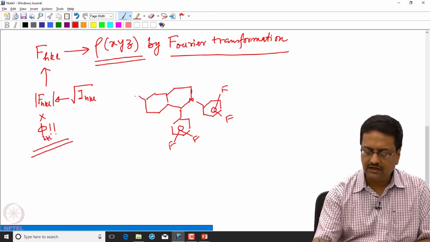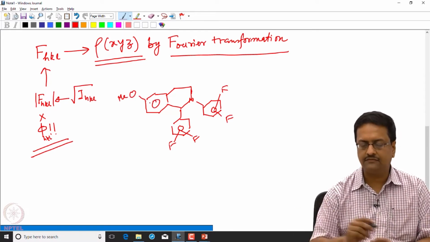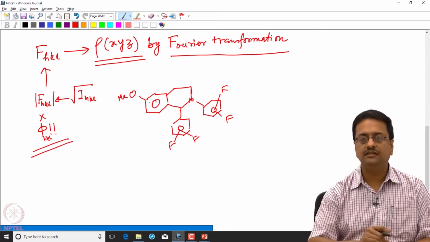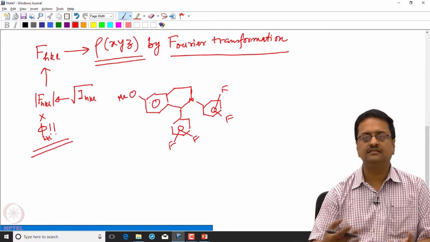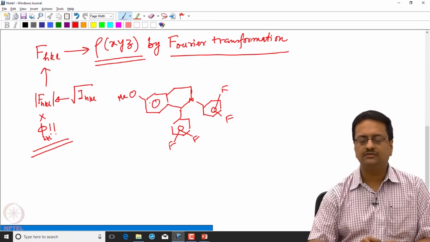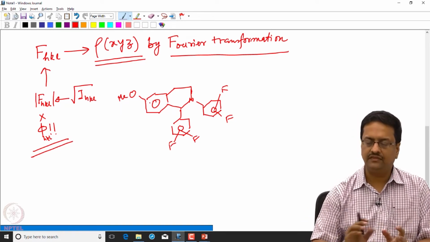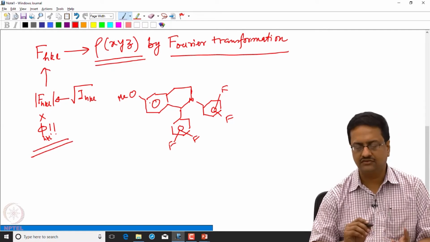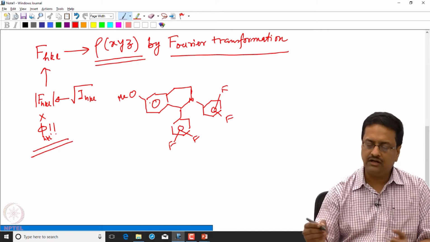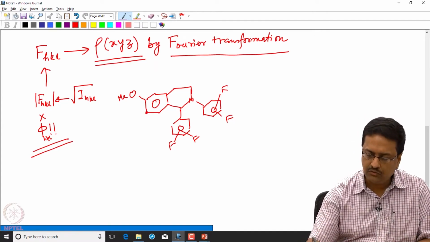You see, this is a highly complicated molecule with lots of flexibilities, and this molecule crystallizes in some space group, and one wants to determine the cell dimension, and then one wants to determine its actual structure, which means we want to determine the rho(xyz) at every such atom location.